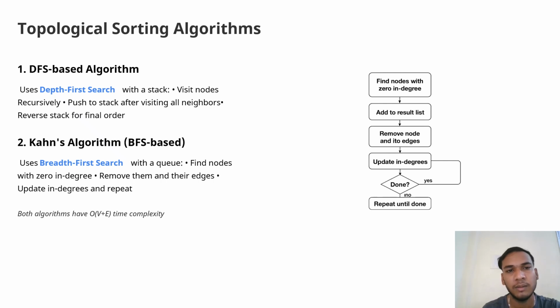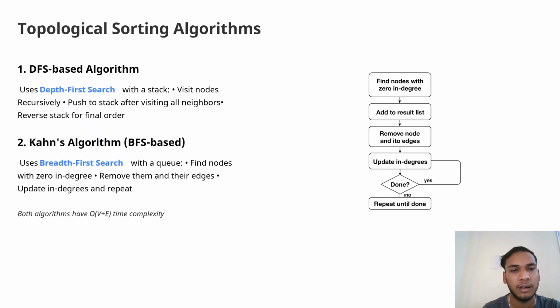These are the algorithms for topological sorting. There are two types of algorithm: the DFS-based algorithm and Kahn's algorithm. The DFS algorithm uses depth first search with a stack. Kahn's algorithm uses breadth first search. In DFS, it visits nodes recursively.